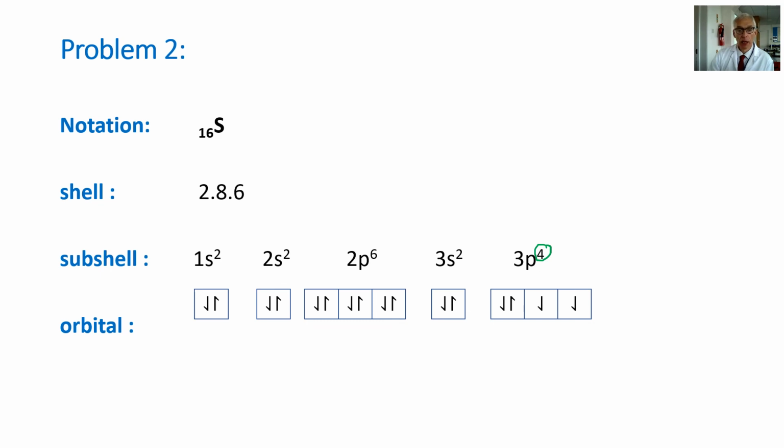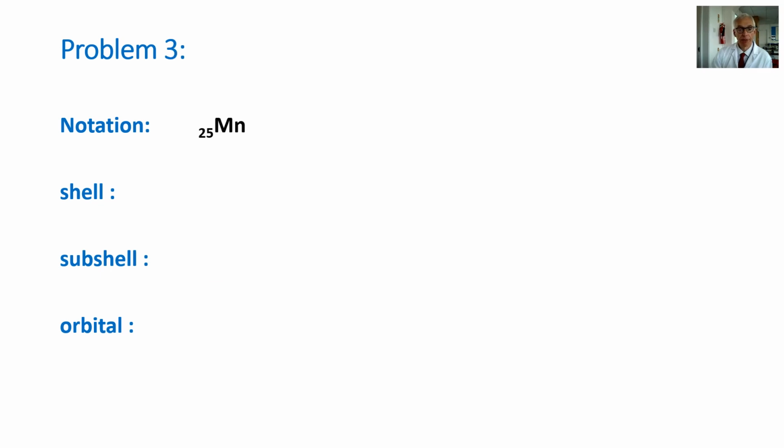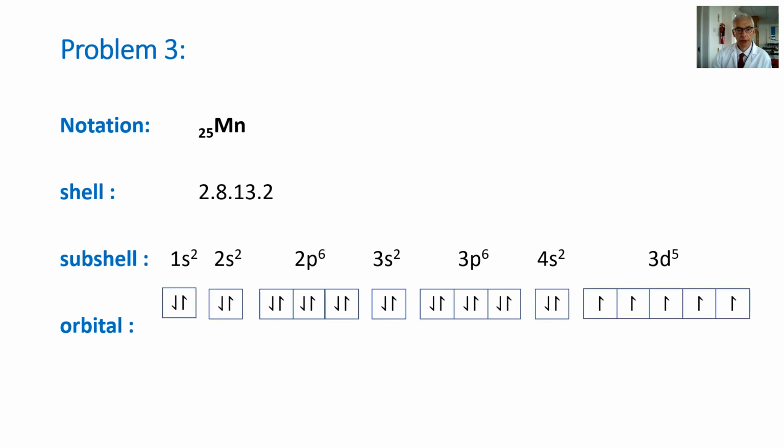If you're ready, I'm going to move on to problem 3. So for manganese, 25 electrons. Give me the shell, the subshell, and electrons in boxes notation. Pause the video, think it through, check your answers when you're ready. Okay, so I'm assuming you've got our answers here. Sorry, there was a little bit of a delay.